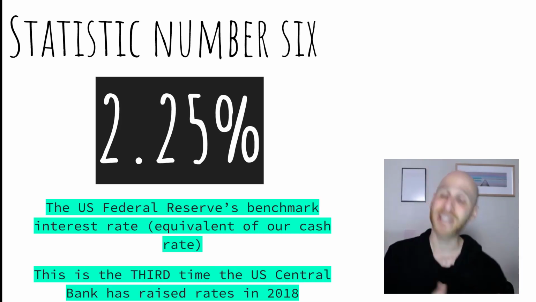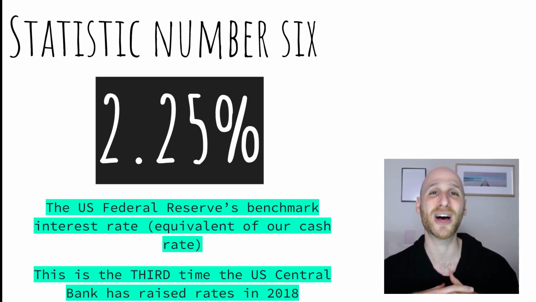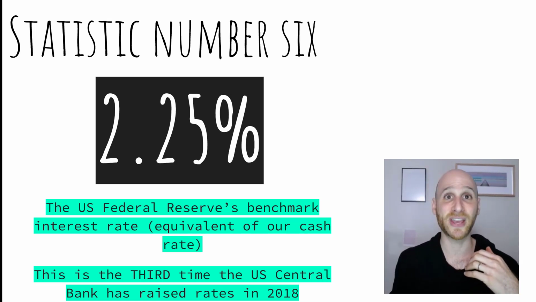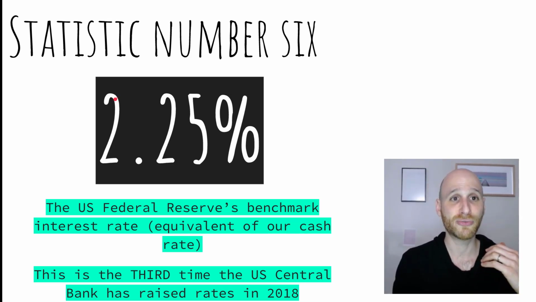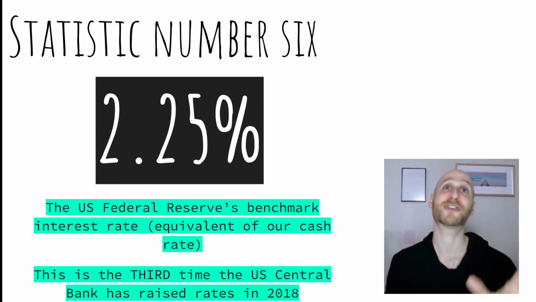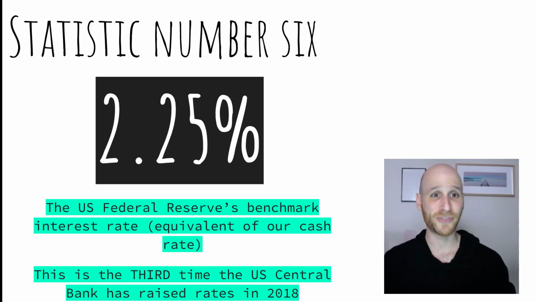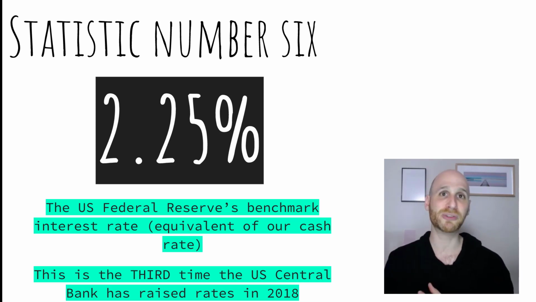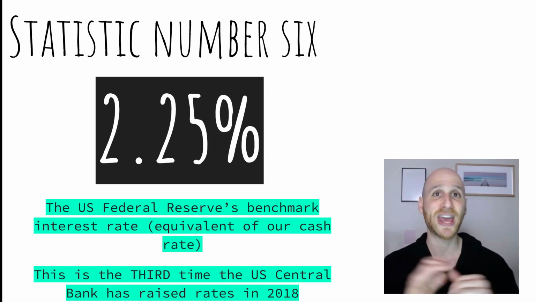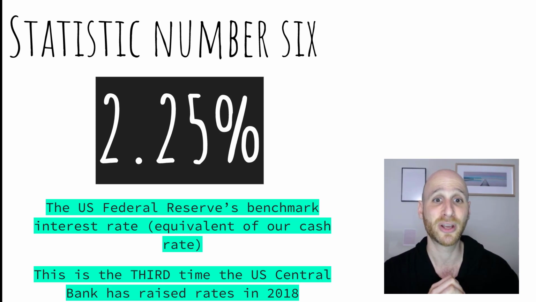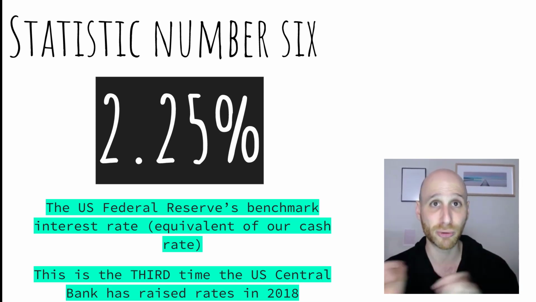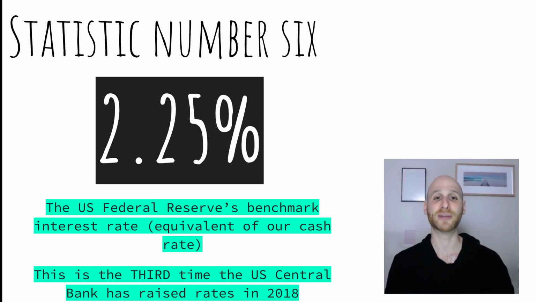Statistic number 6 relates to statistic number 5. Statistic number 6 is 2.25%. 2.25% is the US Federal Reserve's benchmark interest rate. So this is the US's equivalent of the RBA. This is their cash rate in America. So we can call it the US Federal Reserve's benchmark interest rate.